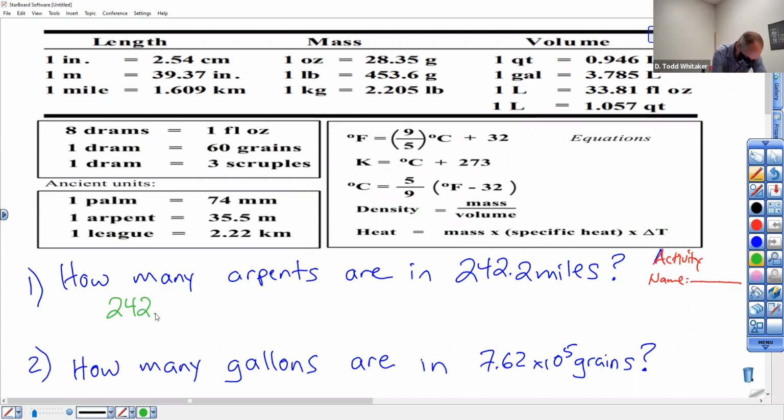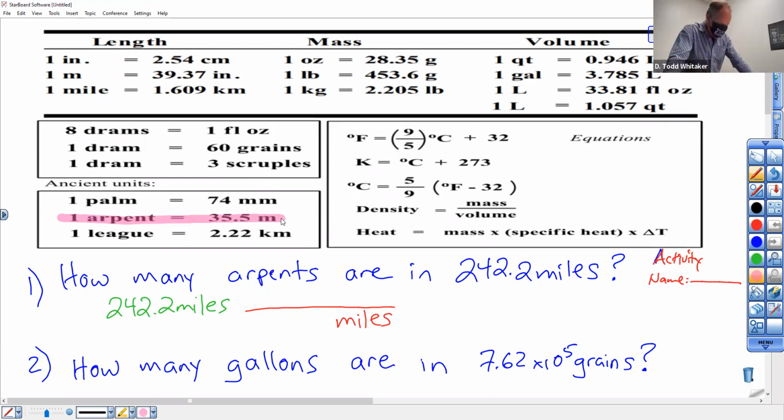And I'll set up the conversion already without even looking for any information. I have to get rid of miles. I know it must be down there. So we're going to get rid of miles, and keep in mind, you're eventually going towards arpents. And arpents are only found here. And they're listed as the same as 35.5 meters per arpent.